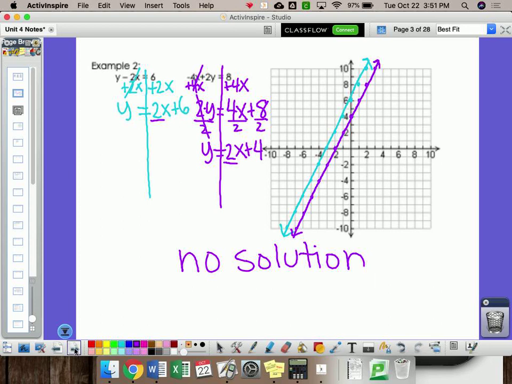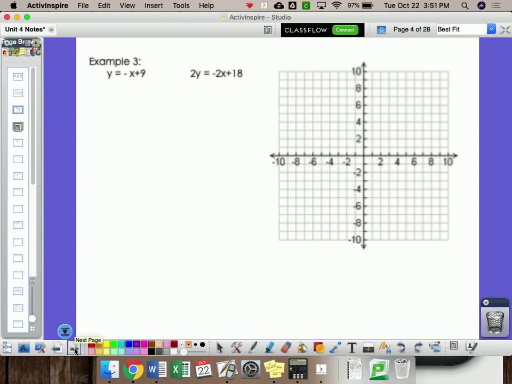Okay, let's look at example 3. Same thing, we have to graph both of these lines. With this first equation, it's already in y equals mx plus b. So I'm just going to start off with graphing. And I'm going to begin on my y-axis at positive 9. Then my slope is really a negative 1. So I'm going to go down 1, right 1, as far as I possibly can go. If I need to go the opposite direction, I can go up 1, left 1. And connect my dots.